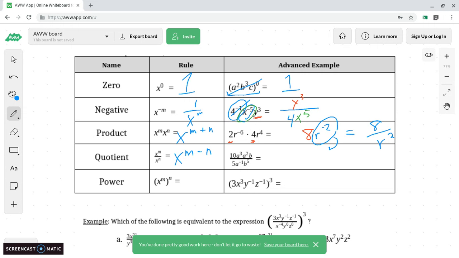In our example, we have a few steps that we want to do. So the first thing is we have some coefficients in front. So we're going to deal with the coefficients like we did in the previous example, but this time because they're in a fraction, we are going to divide them. So we have 10 over 5. 10 divided by 5 is 2. So we make that a 2.